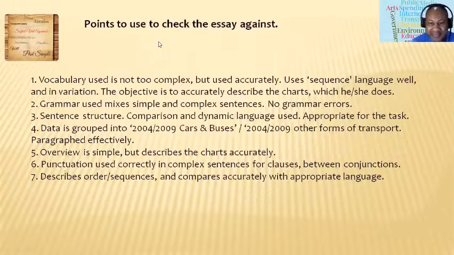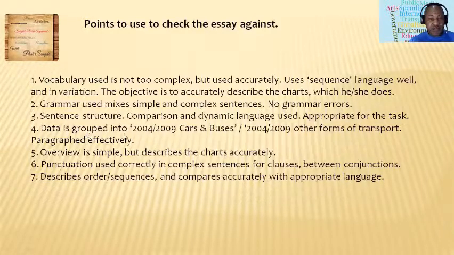Points to check against the essay. Vocabulary, again, not too complex, but used accurately. Doesn't use sequence language, so I haven't changed. I should have changed that. Uses comparative and dynamic language well. Describes the charts accurately, he or she does. Mixes simple and complex sentences, which is in all of these, because that's one of your objectives, to mix simple and complex sentences together. That's what the examiner wants to see. Sentence structure, comparison and dynamic language used. Yes, appropriate for the task.